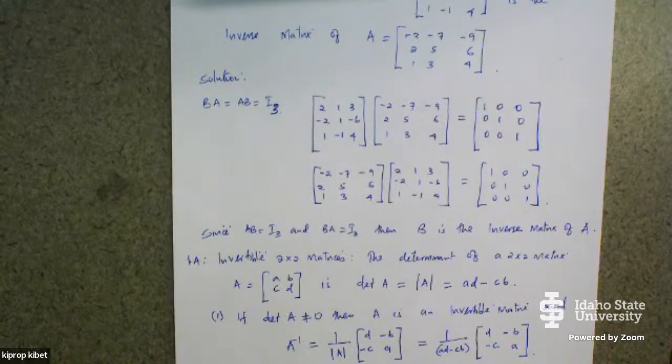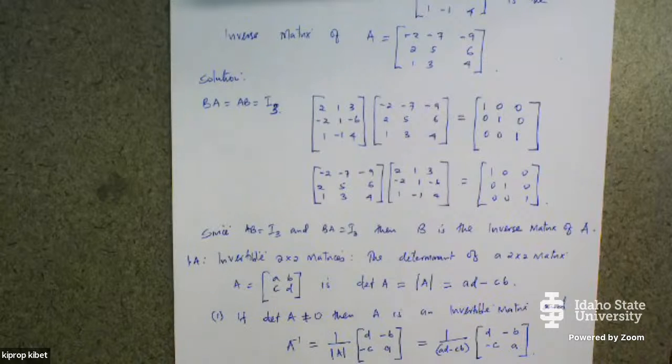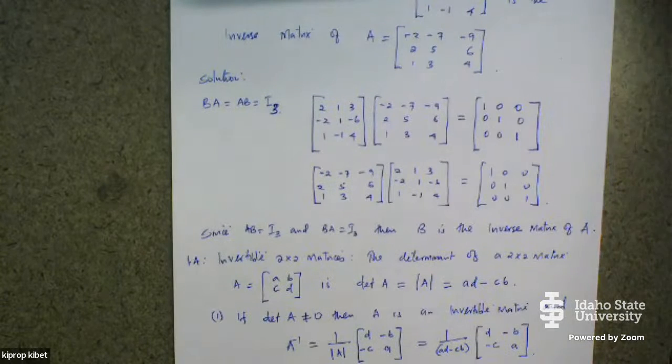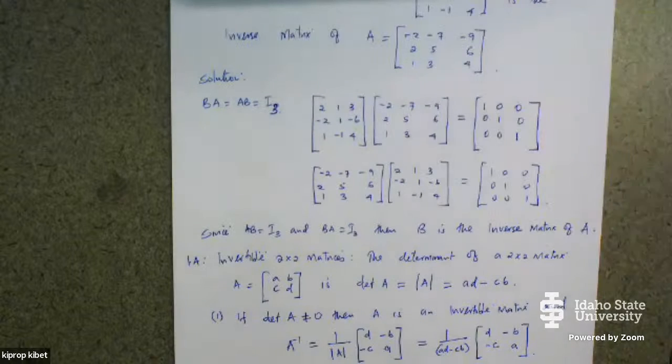Now, number 2: if the determinant of A equals 0, then A is what? A is a singular matrix. You can look at the proof in your textbook. Any question up to that?